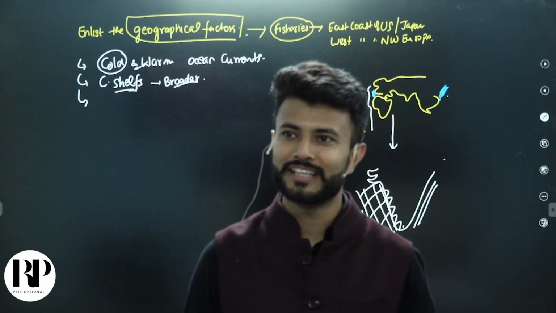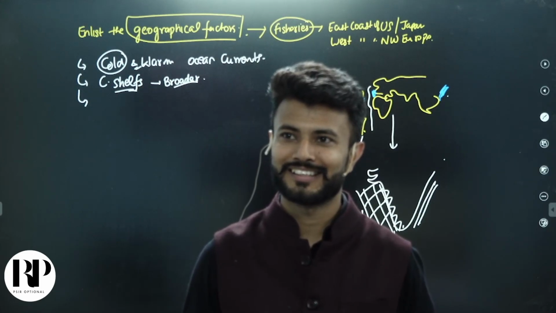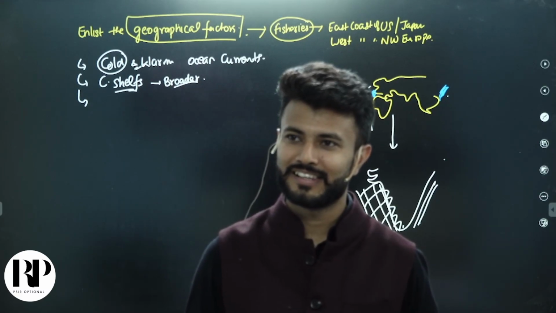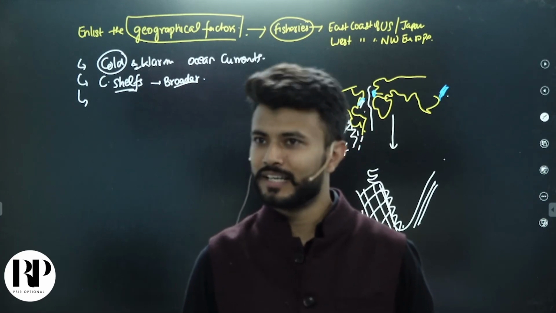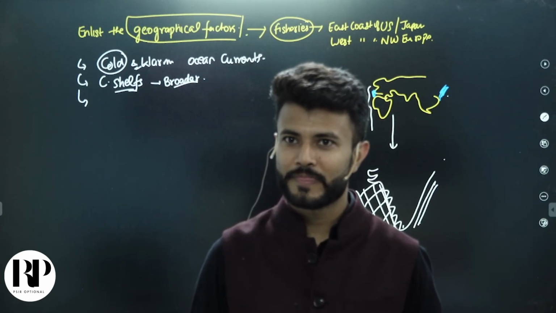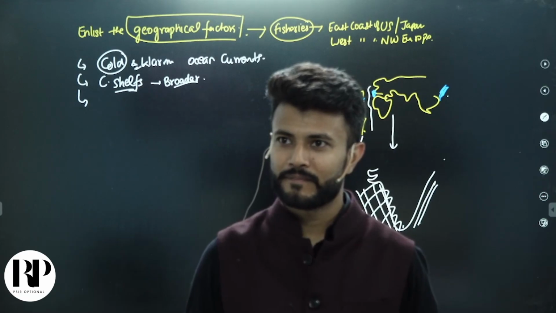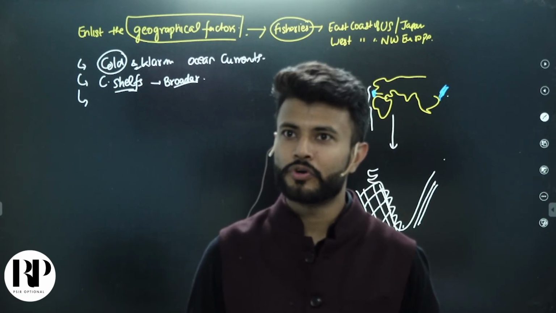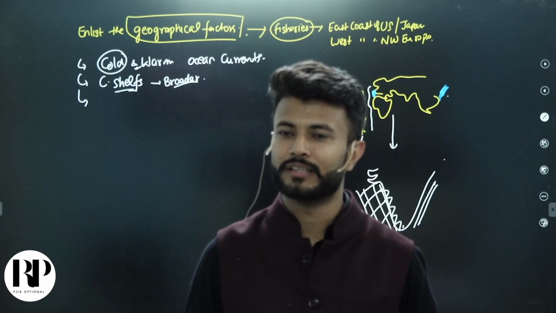So we have to write only two points. So maybe absence of cyclones, or cyclones are there, temperate cyclones are there. So it is not necessary that all the cold currents have higher salinity, like the ones coming from the melting of ice. Cold currents have lower salinity, not high.